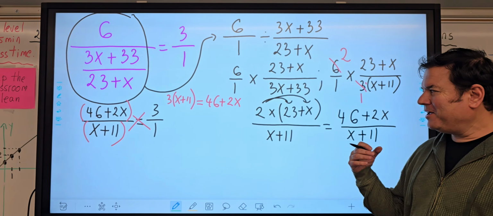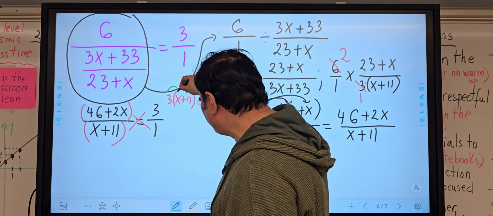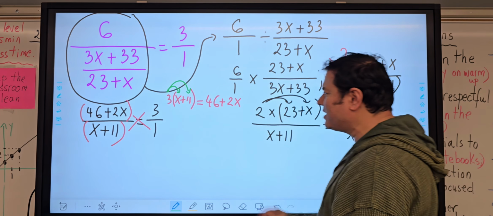But now remember, if we have parentheses, we are going to use the distributive property we learned. So remember, 3 times x becomes 3x.